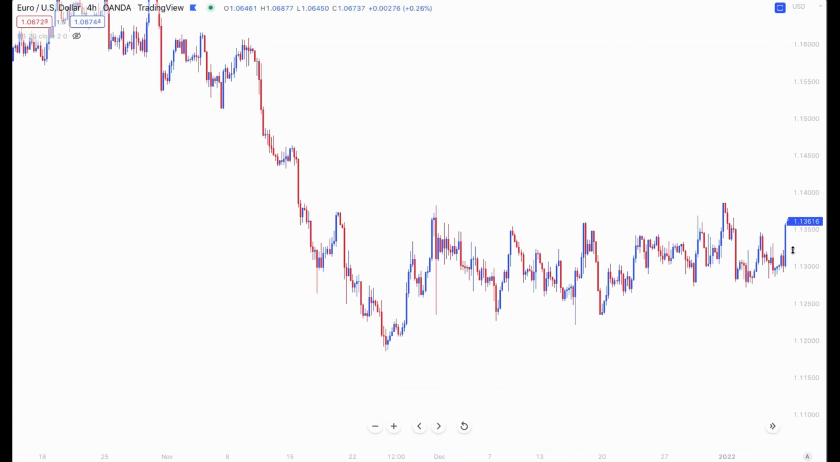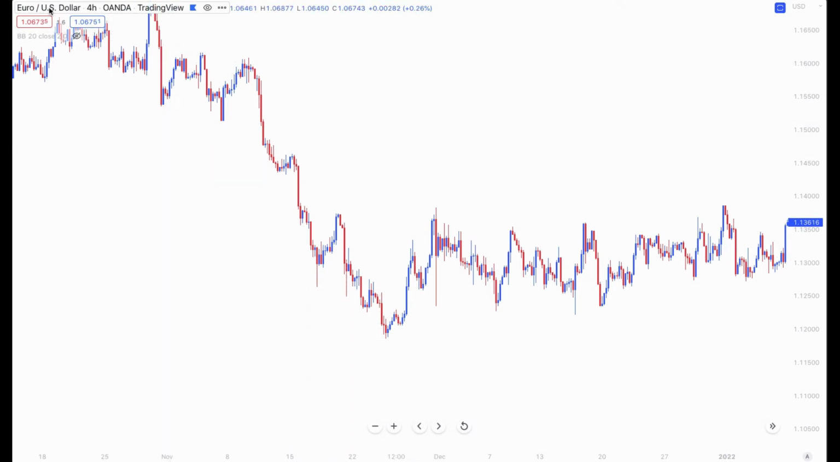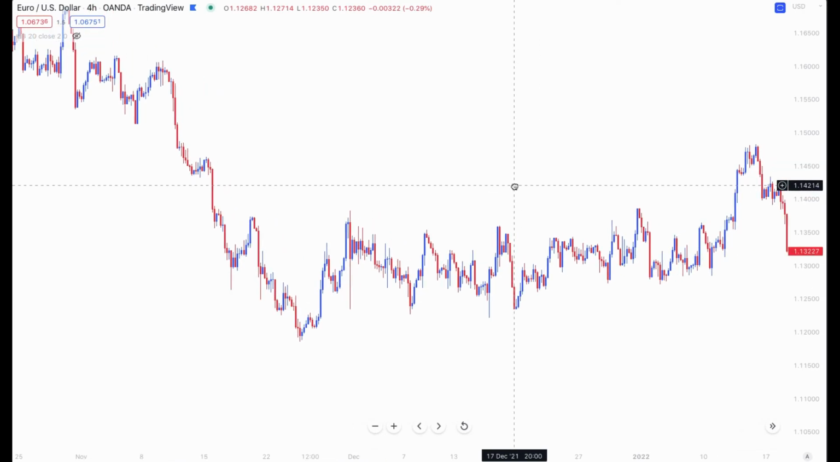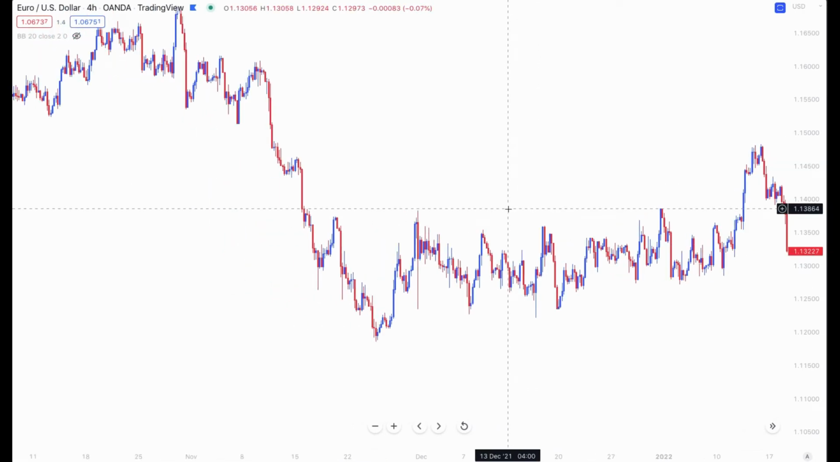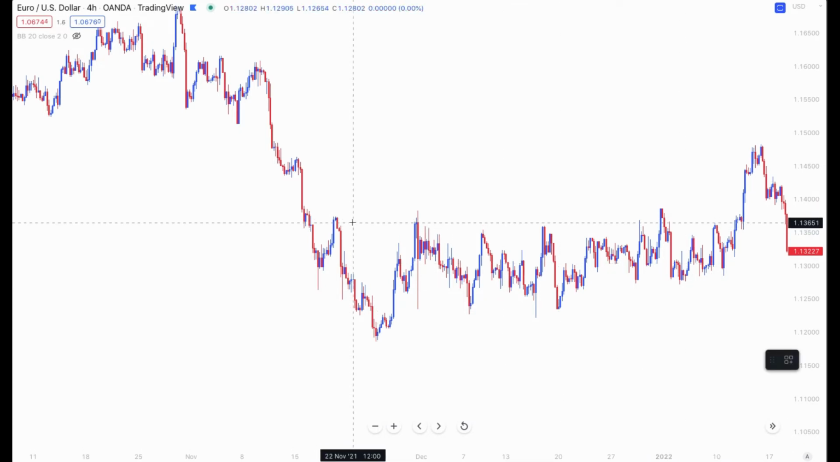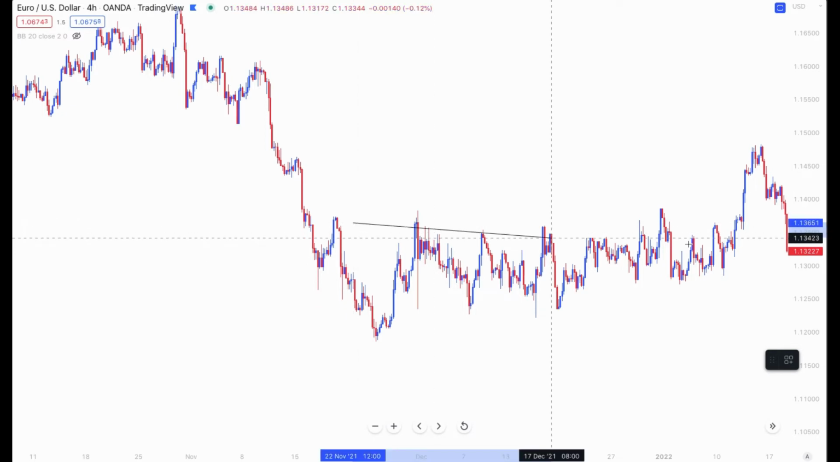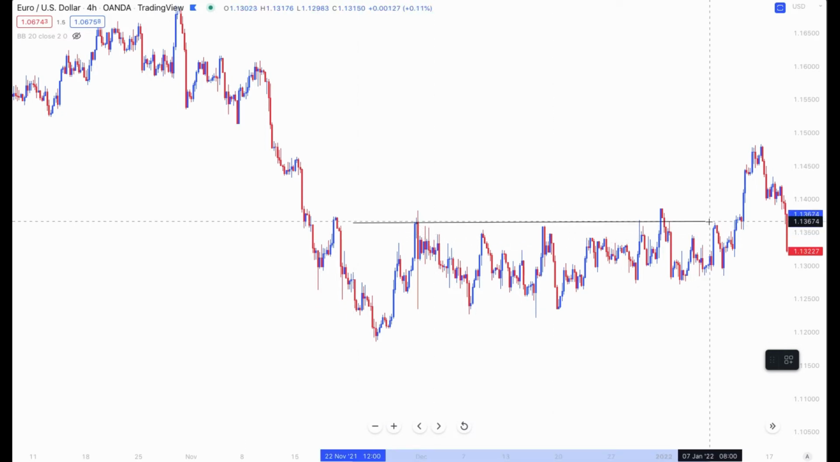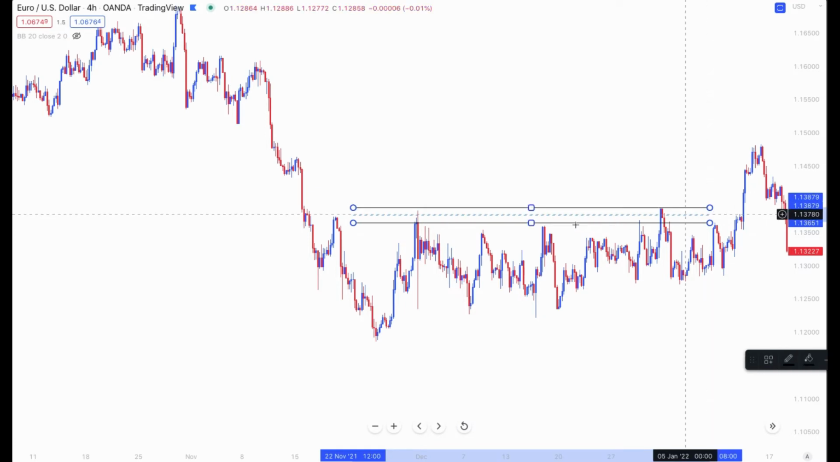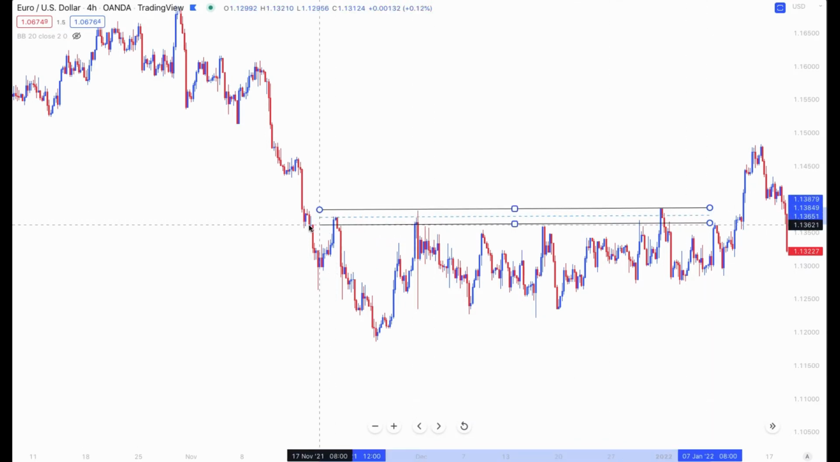So what do we have here? We are on Euro USD, right? The euro versus the US dollar on the 4-hour time frame. And let's see what we got. All right, we can use this area right here. I'm going to highlight the tops of this area in a zone format. Okay, there we go. Bring it all the way to here.